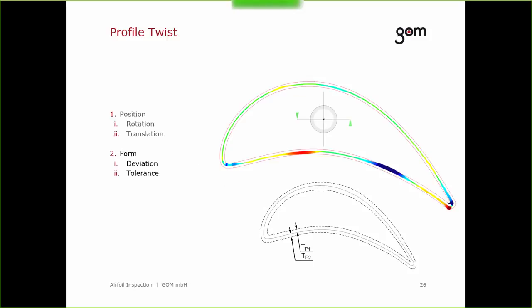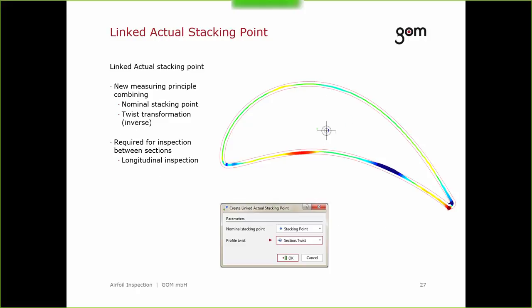Following the alignment, the actual airfoil section is compared to the nominal airfoil sections to determine the form errors. I will show the form error checks during the following software demonstration. As mentioned before, in V8 SR1 we introduced the linked actual stacking point, which is often used for longitudinal inspection between sections. This new measuring principle creates the theoretical actual stacking point using the nominal stacking point and the inverse profile twist transformation.